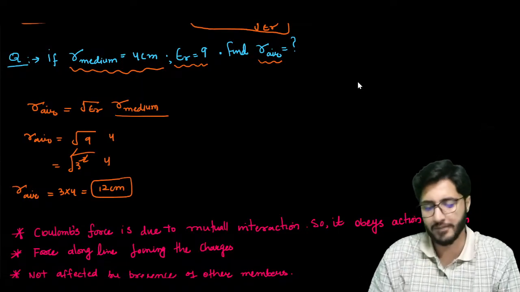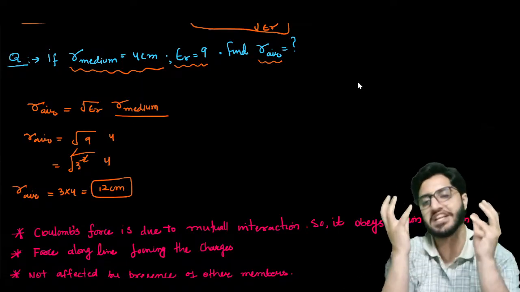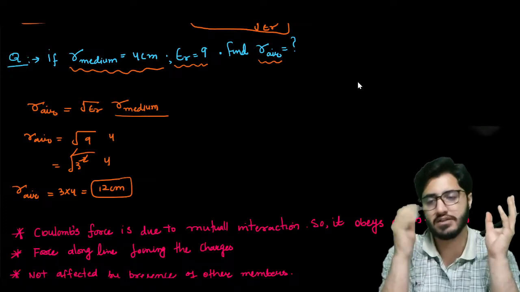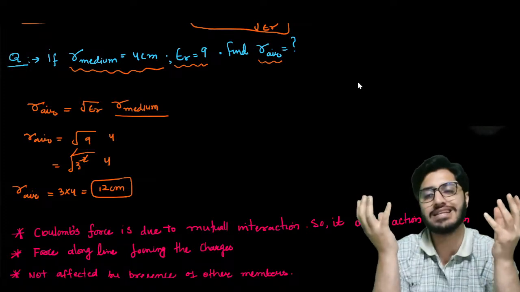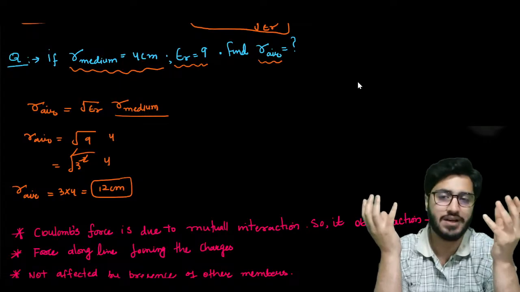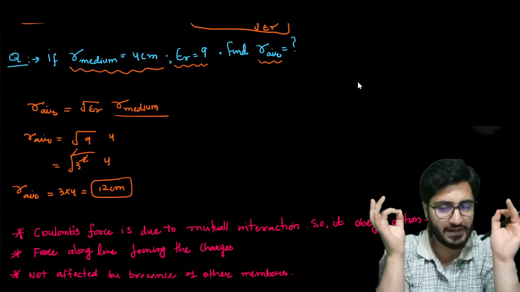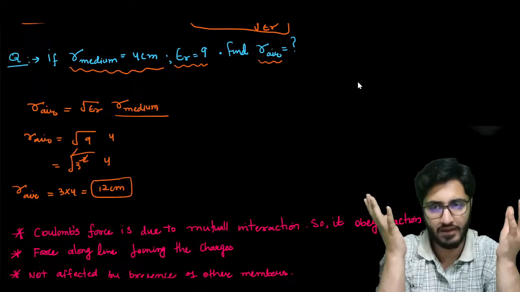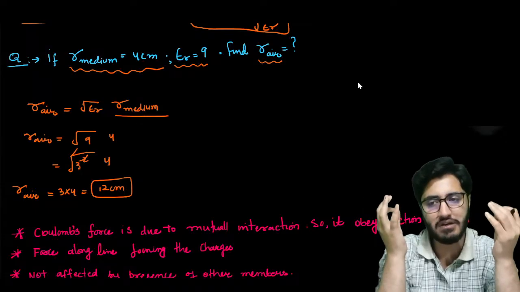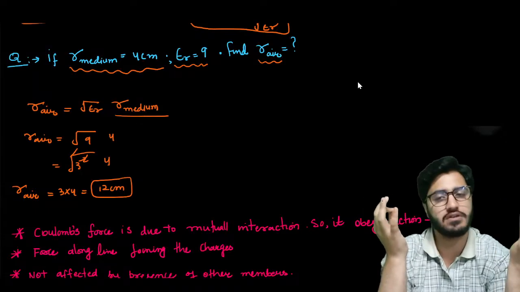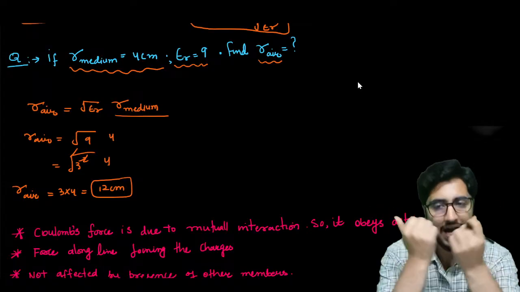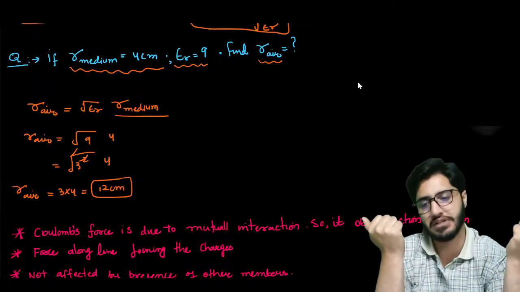That means if we have two particles with charge Q1 and charge Q2, and we have placed them inside a medium, distance between them is 4 centimeter and epsilon R is 9. Now, if I have to get the same force in air also, I need to increase the distance to 12 centimeter.